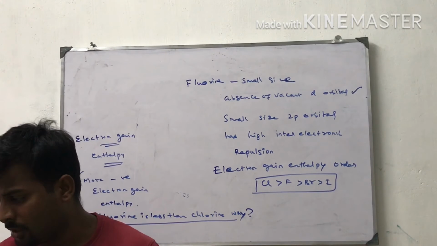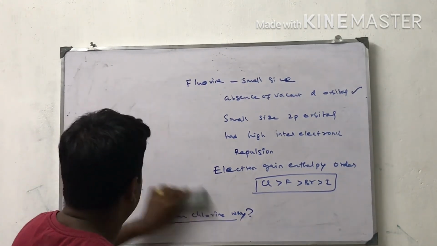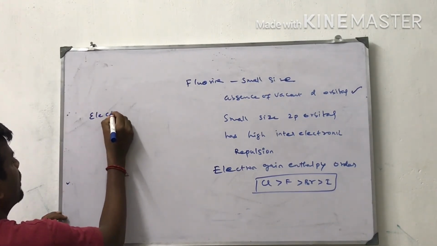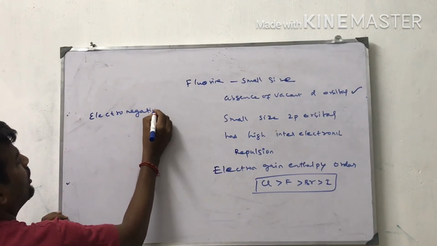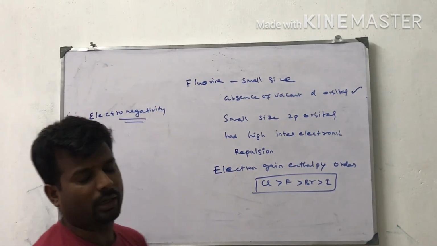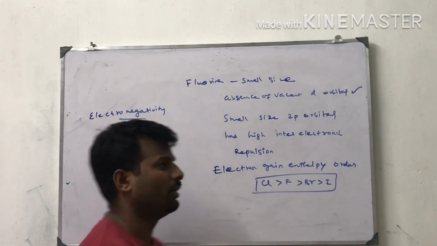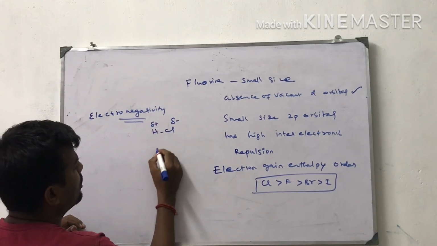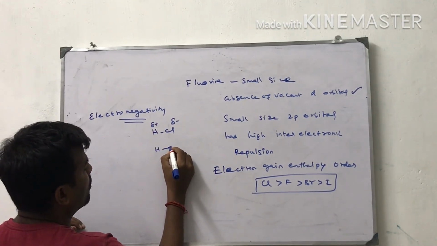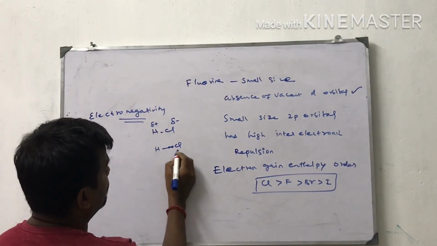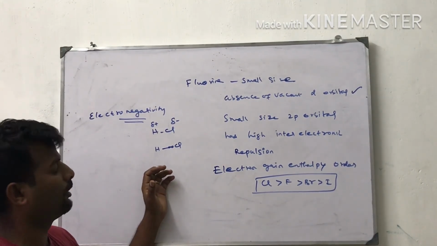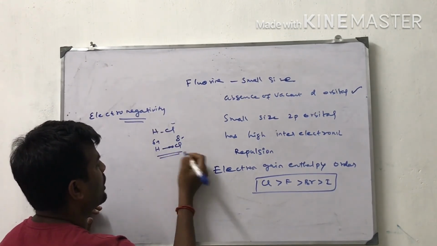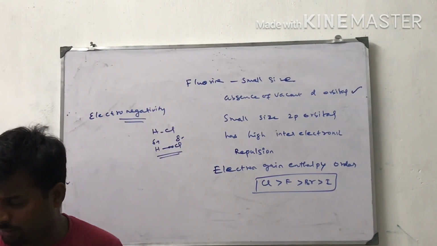Next one is electronegativity. Next topic is electronegativity. What is electronegativity? The qualitative ability of an atom to attract the shared pair of electrons towards itself. Suppose HCl. Chlorine is more electronegative than hydrogen. So the electrons in hydrogen move towards chlorine because of the higher electronegativity of chlorine. So chlorine gets a partial negative charge and hydrogen gets a partial positive charge. This is called the electronegative character.